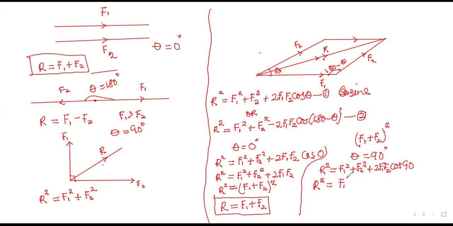So it brings us to f1 squared plus f2 squared, because cos 90 is 0, so that part goes to 0. So r therefore will be equal to the square root of f1 squared plus f2 squared. So we are using the cosine rule also to prove this, the same thing. Can you try it for when theta is 180? I want you to try it for when theta is 180 degrees.